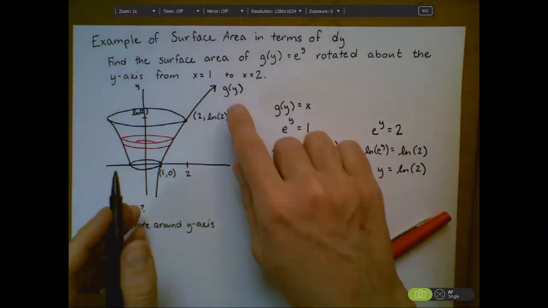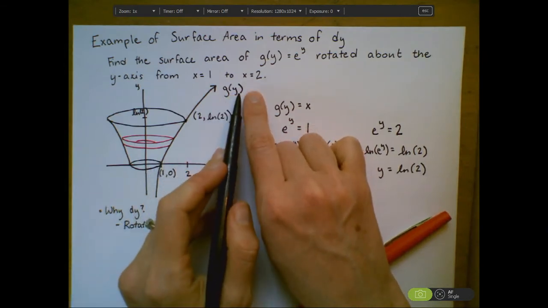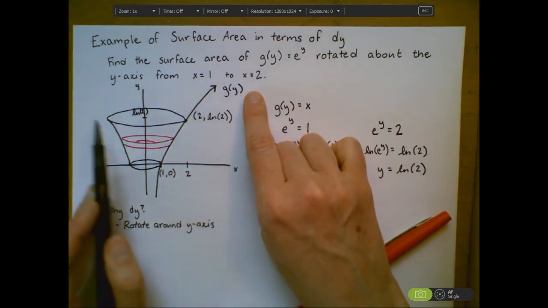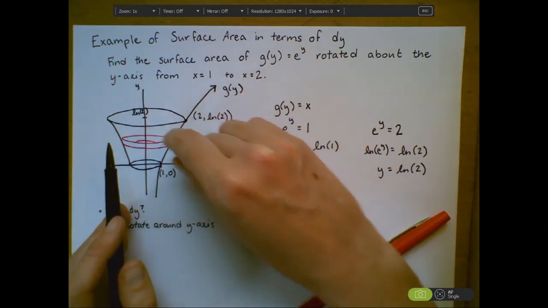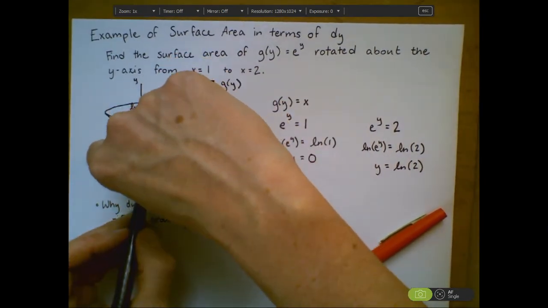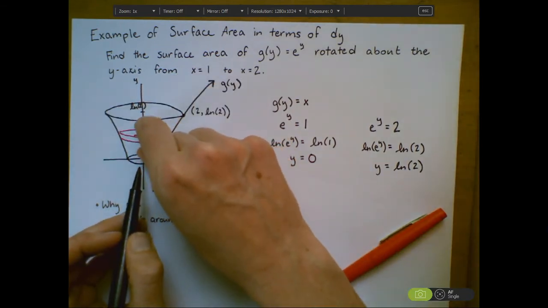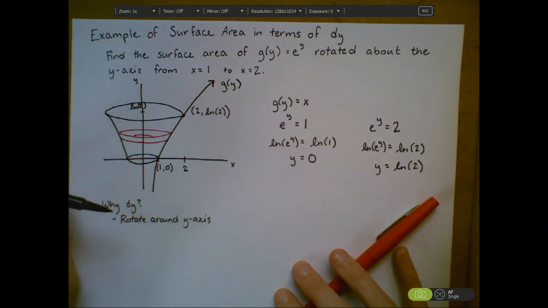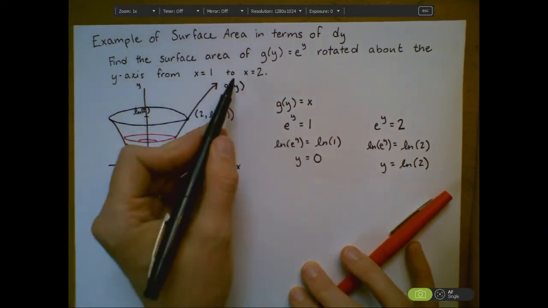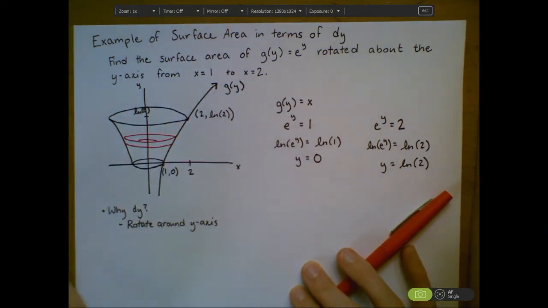And even if the name of the function was given as g of x, if we rotate around the y-axis, there's no way around it that we're going to have to do it in terms of dy, because it wouldn't make sense to try to split up our little bands. The heights of these bands are being sliced thinner and thinner in the y direction. So if it was given with a name in terms of x, we would have to convert it into a name in terms of y.